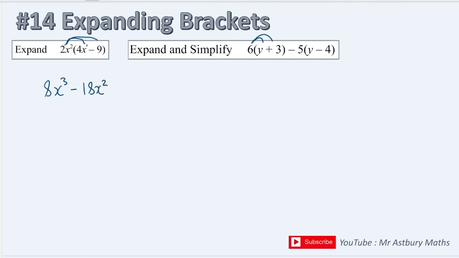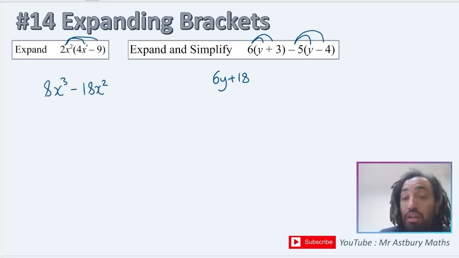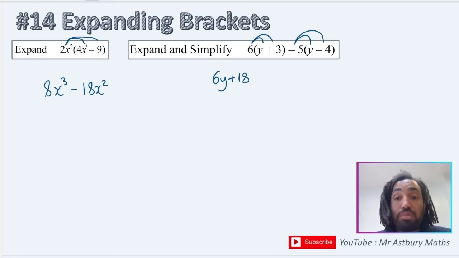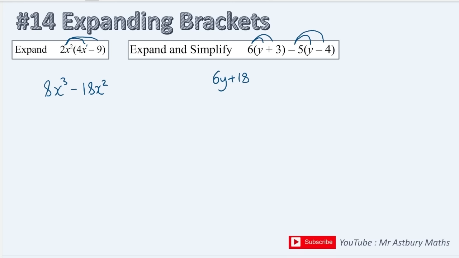Here I'm going to multiply out these brackets first. 6 times y is 6y. 6 times 3 is 18. And then I'm going to do minus 5 times y, and I'm going to do minus 5 times minus 4. Now, this is what I believe to be the most common mistake GCSE students make when they multiply out a bracket which has a negative coefficient and a negative inside. They forget the double negative. Let's not make that mistake. So we get minus 5y, and we're going to get plus 20.